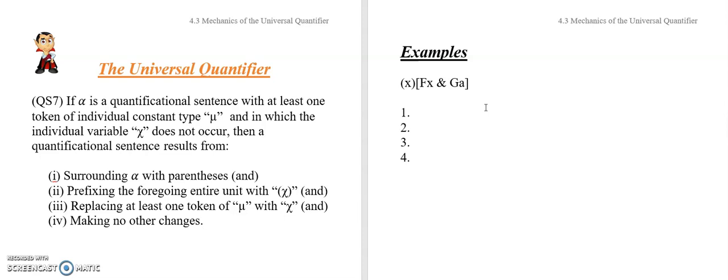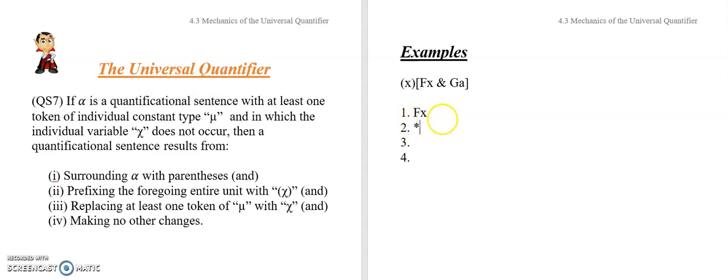Okay, hopefully you've had a chance to pause, but we're going to start off with FA. Now, some students want to start off with FX. Can't do that. We're using quantificational sentences. So this says if alpha is a quantificational sentence, not a form. This is a form. You can't do that.